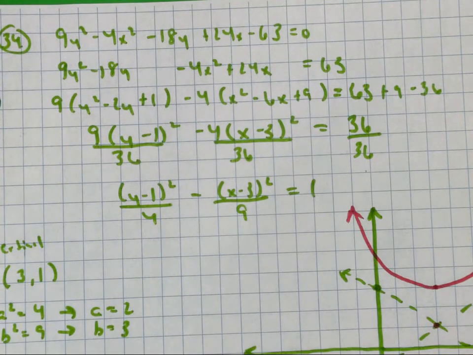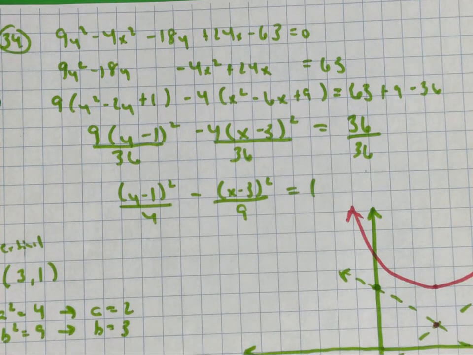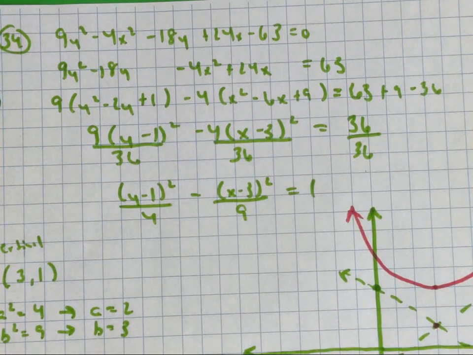All right. So, Shay, you ready to explain this problem? Okay. Go ahead. So you get 9y squared plus 18y minus 4x squared plus 24x, and then you move your negative 63 over, make it positive 63. Then you pull 9 out of the first part, which gives you y squared minus 2y.